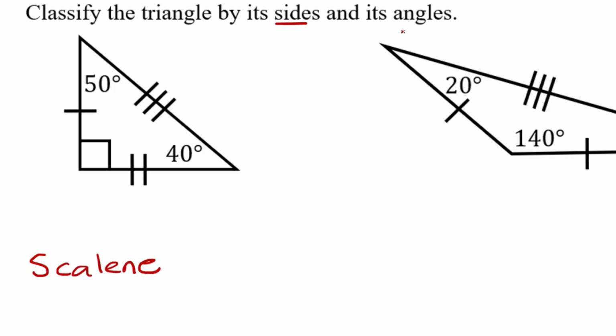Now let's look at the angles. Notice that these 2 are acute, and this other one is a right angle. If it has only 1 right angle, we're going to call it a right triangle. Put them together, and the most specific name for this triangle is a scalene right triangle.